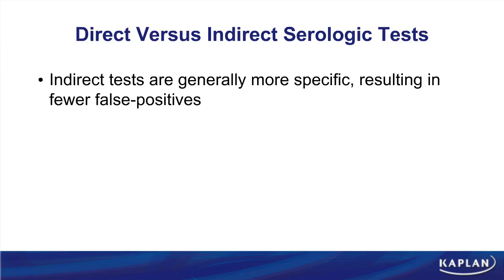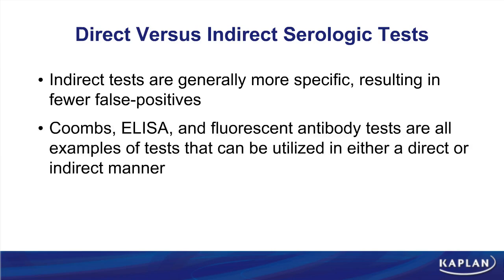Direct serology assays in general are going to be a little more specific than the indirect test. And when you're talking about specificity, what you're looking at is an assay that is going to report much lower levels of false positives. So just some examples of tests that you are going to see clinically.